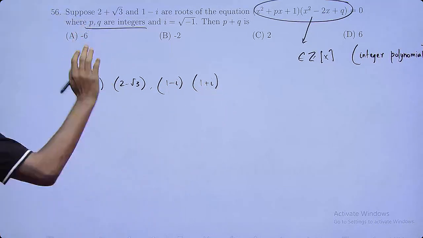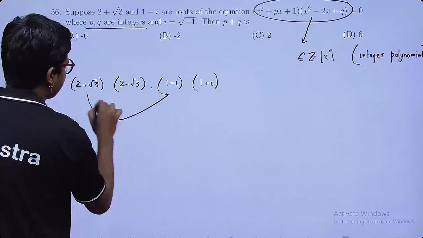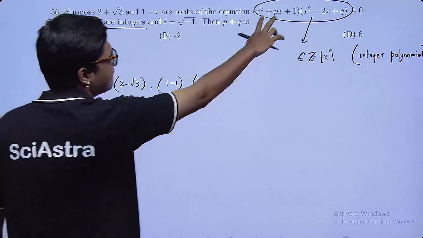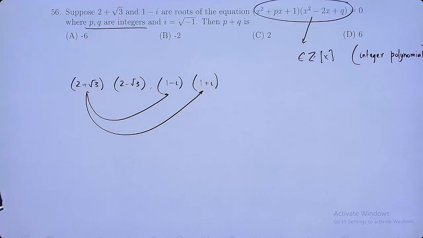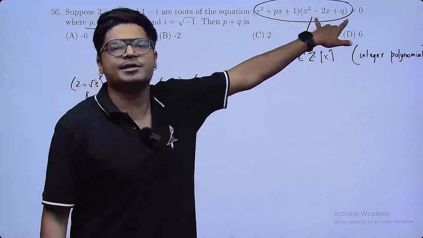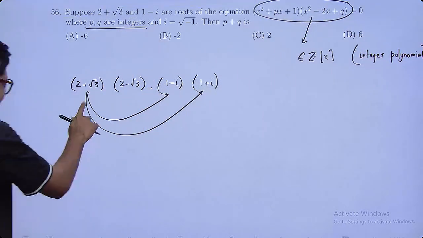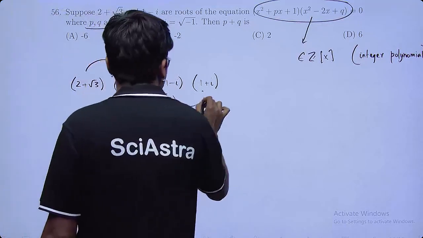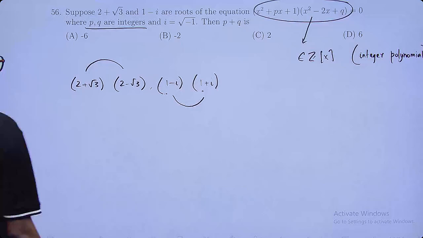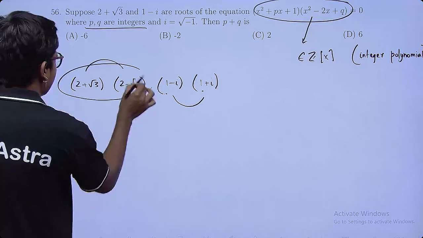Now, which quadratic has which of the roots? Can I pair 2 plus root 3 with either 1 plus iota or 1 minus iota? No, right? Because if I multiply these two, this polynomial will have complex coefficients, which is not allowed, right? Which means the only way you can pair these roots is with their conjugates, which means these two are the roots of one quadratic, these two are the roots of the other quadratic.